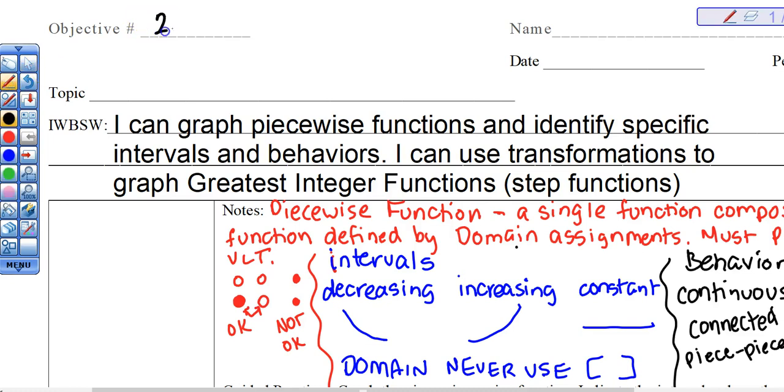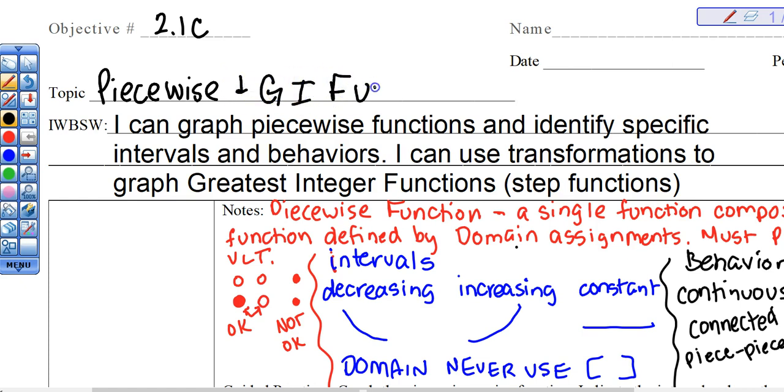So this is objective 2.1c, and our topic today are piecewise and greatest integer functions. Actually, we're not going to be doing the greatest integer functions today. We're just going to do piecewise. So today's your objective.